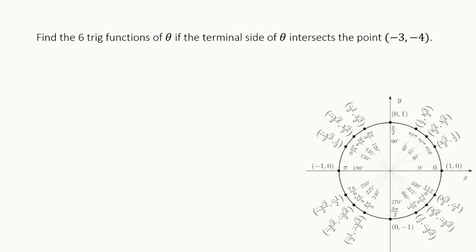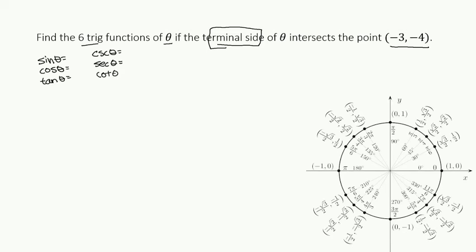So this is asking us to find the 6 trig functions of theta if the terminal side of theta intersects the point negative 3, negative 4. So I'm going to go ahead and write out our 6 trig functions that we're going to be filling in, and their reciprocals are across secant of theta and cotangent of theta.